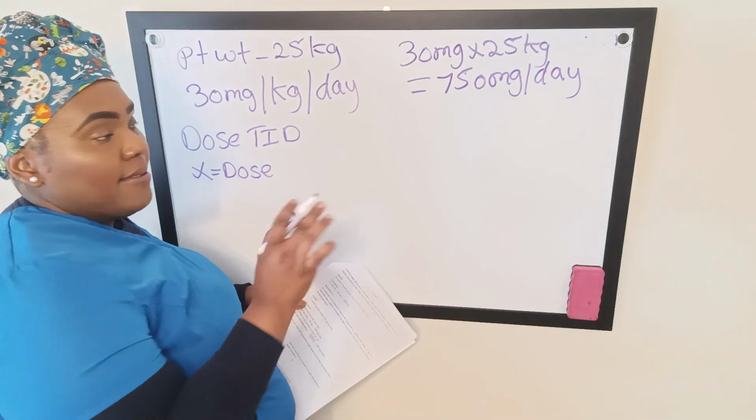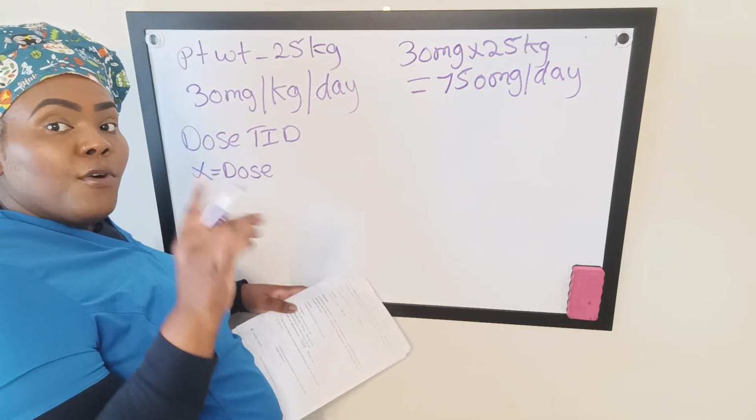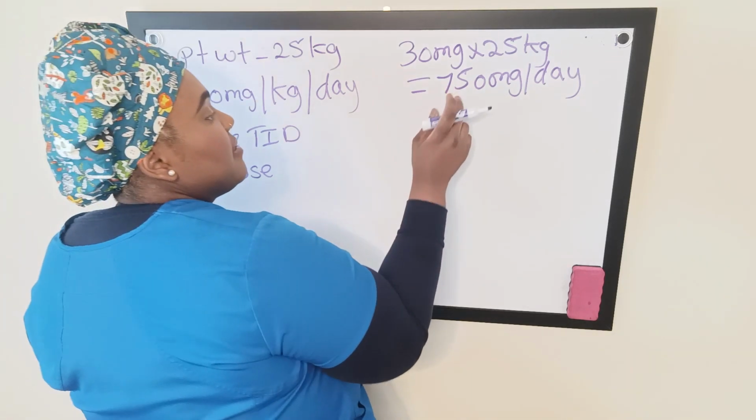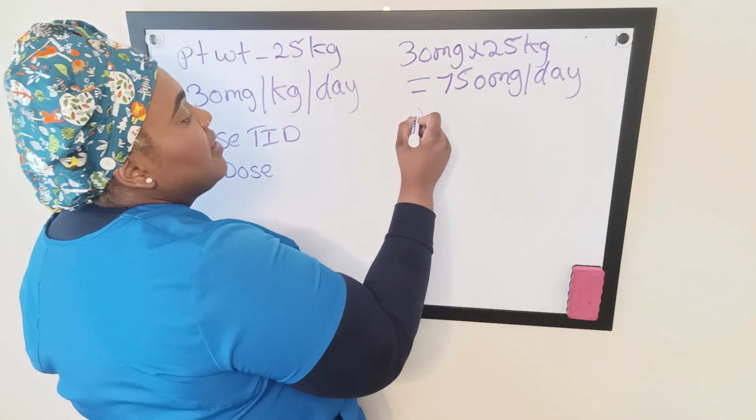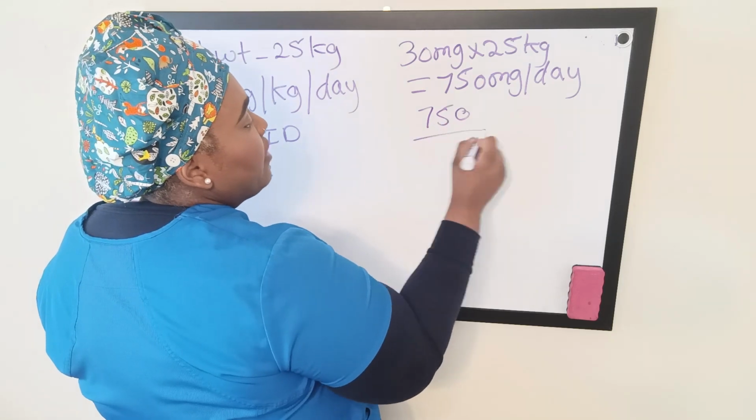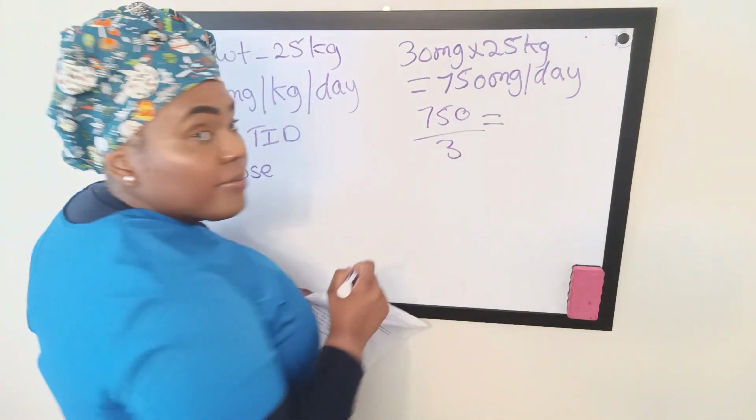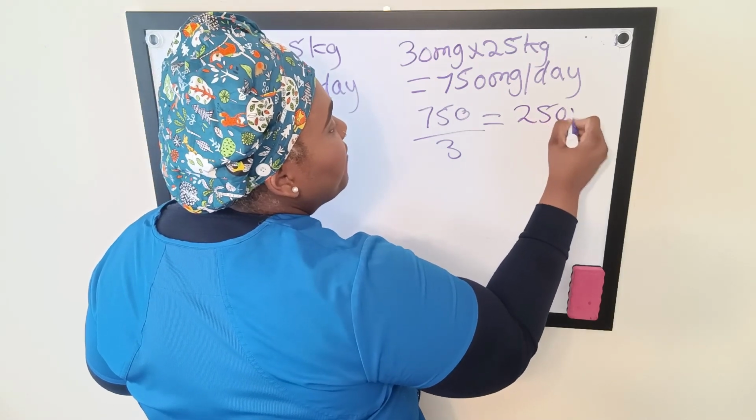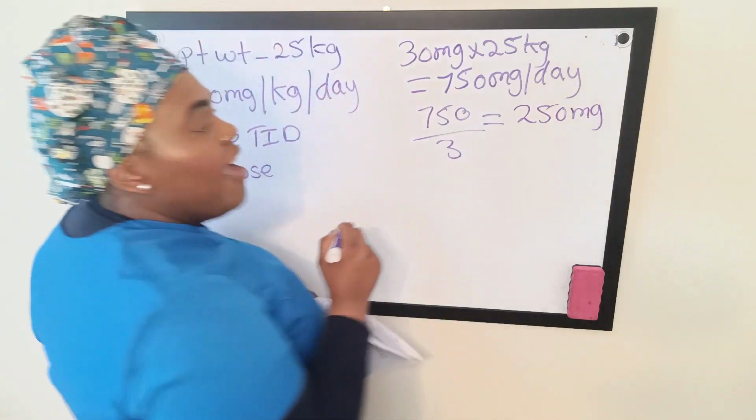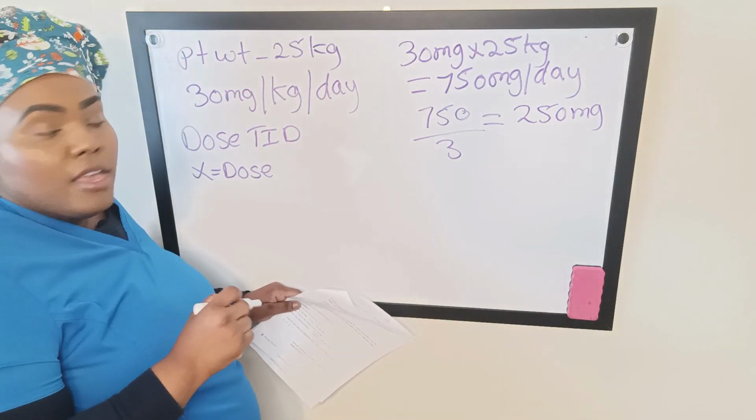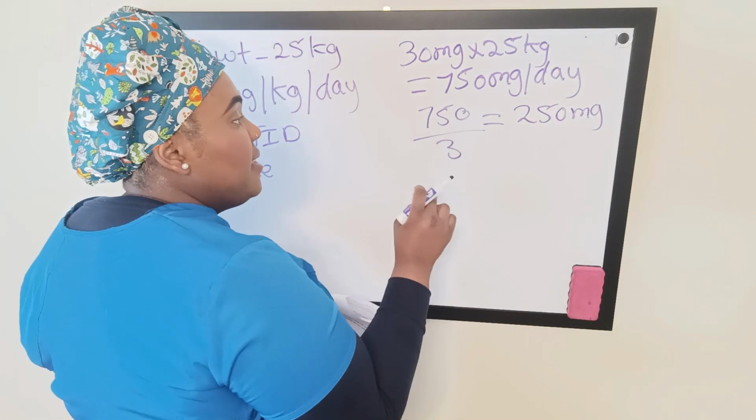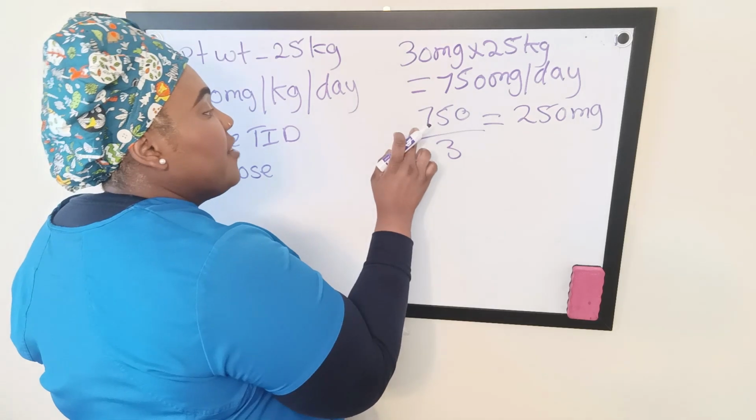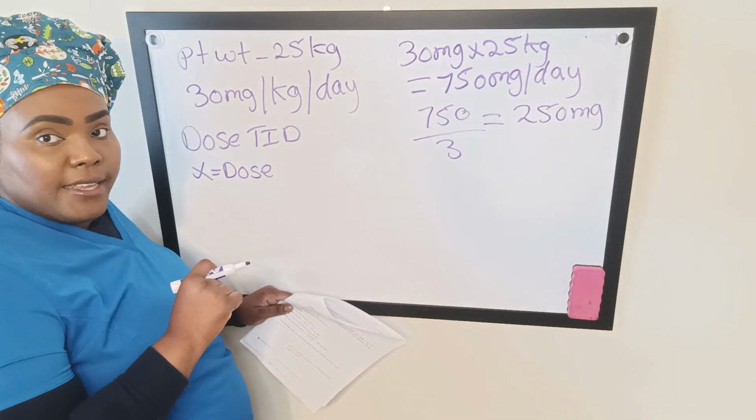That is our day. We want to know how much for 1 dose because the patient is getting 3 times a day. What do we do? You take your total for the day and you divide it by 3, which will give you 250 milligrams for every dose. This patient is receiving 3 times a day, 250 milligrams, which will add up to 750 milligrams for the day.